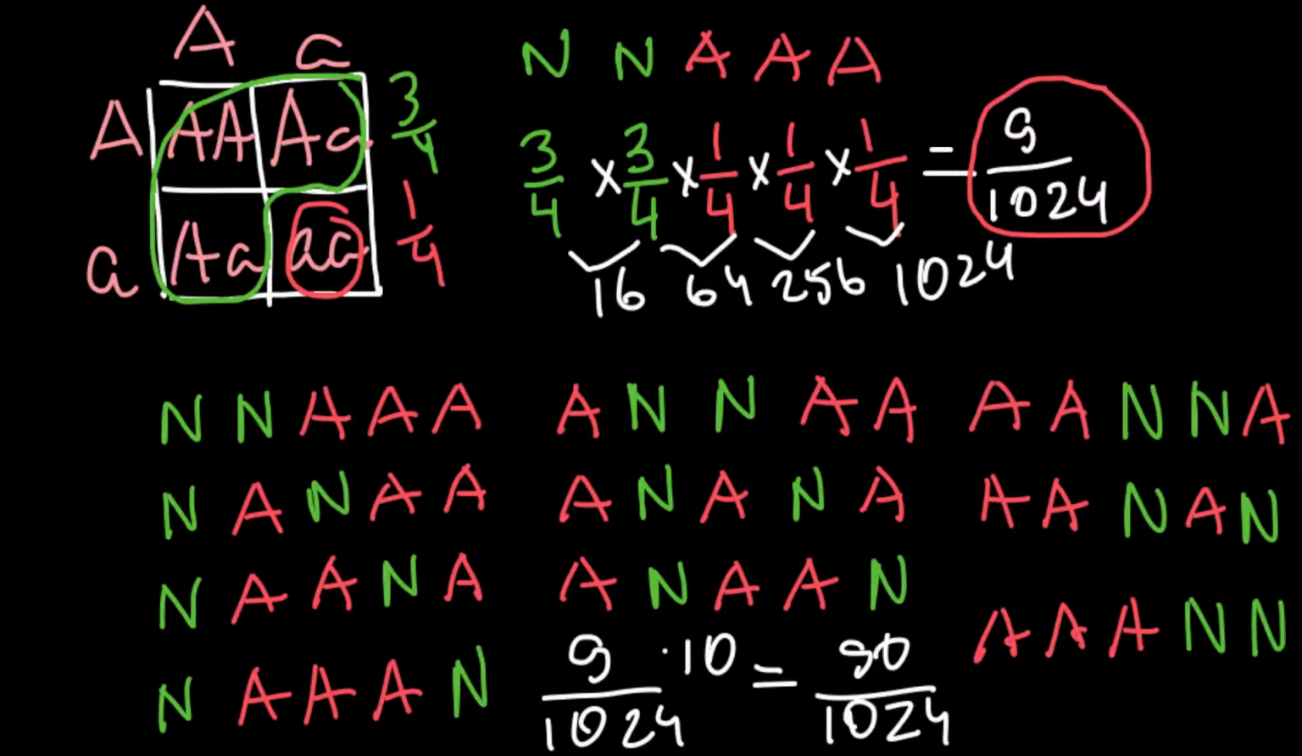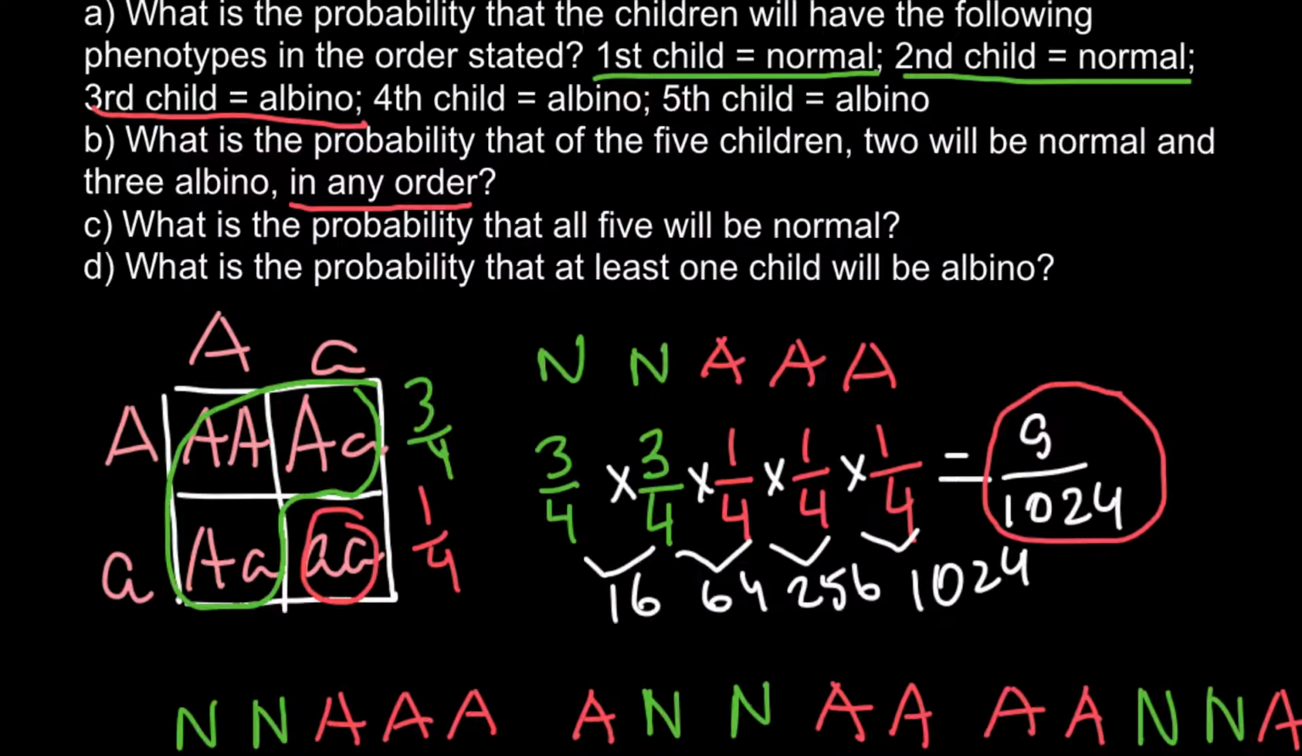1024. Once again, let's return to our question. This was question B. What is the probability that out of 5 children, 2 would be normal and 3 would be albino in any order? So as you see, if first variant gave us 9 out of 1024, second variant gave us 10 different variants how this may happen, so the answer would be 90 out of 1024. Once again, if you need an answer in percentage form, you have to divide 90 by 1024 and multiply by 100.